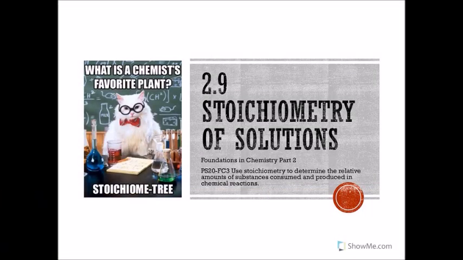2.9 is stoichiometry with solutions. We are looking at foundations in chemistry, part 2. And the outcome FC3, using stoichiometry to determine the relative amounts of substances consumed and produced in chemical reactions.